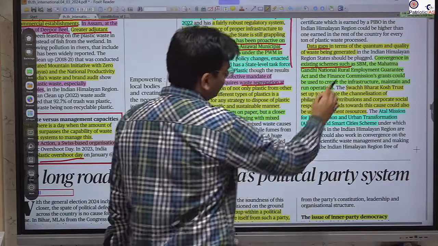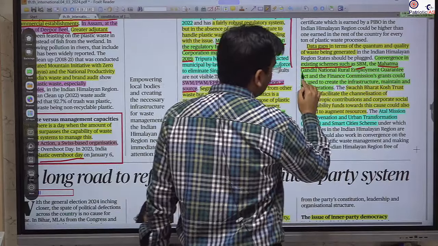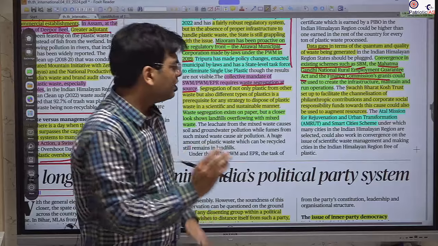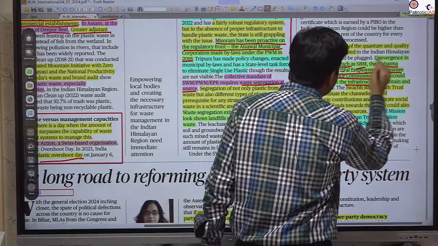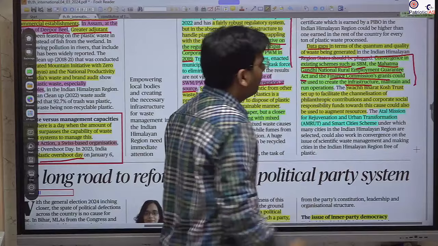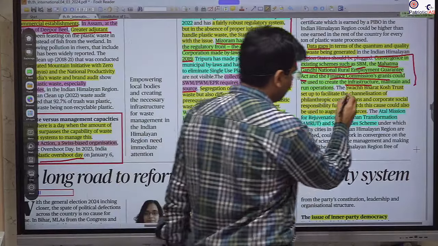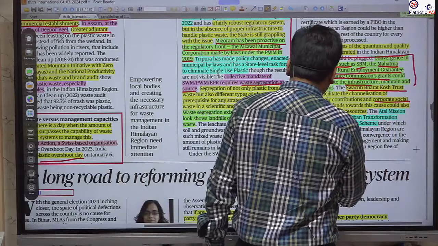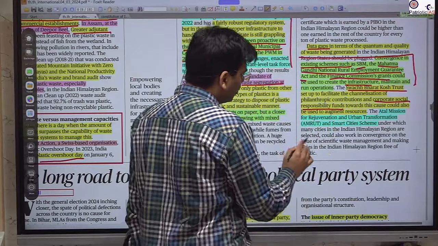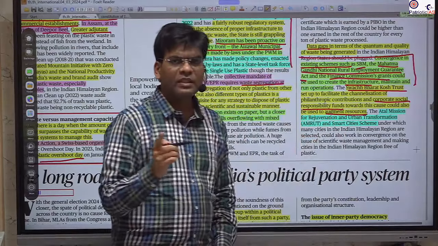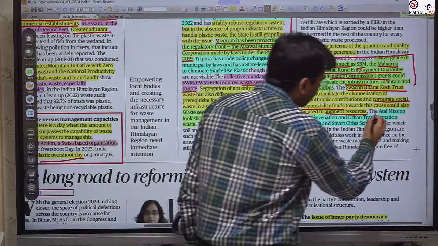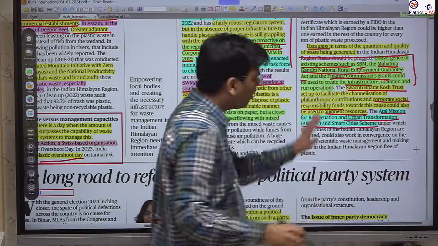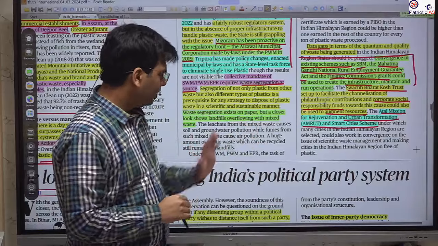Yes, beside that, we need convergence of the different schemes such as the Swachh Bharat Mission, Mahatma Gandhi National Rural Employment Guarantee Act and Finance Commission grants, and all this should be converged for the infrastructure creation because there has been funding in the area of waste management. Okay. Beside that, it has suggested that the Swachh Bharat cess, corporate social responsibility and other such contributions can be used to augment the resources and create the infrastructure. We also need to converge the Atal Mission for Rejuvenation and Urban Transformation and the Smart City scheme. All this needs to be converged for infrastructure creation.